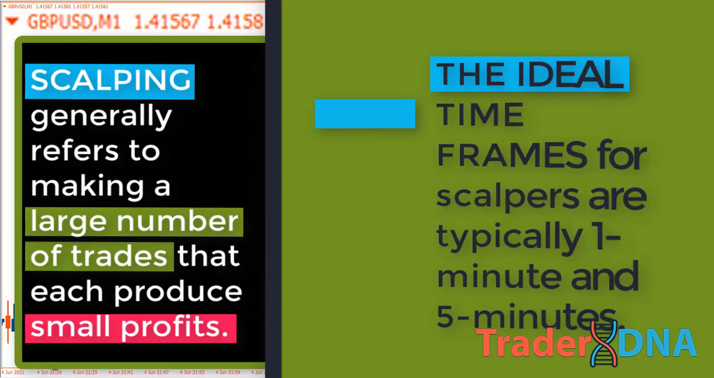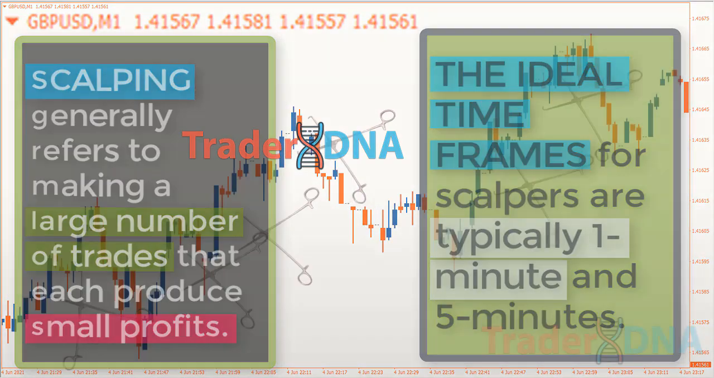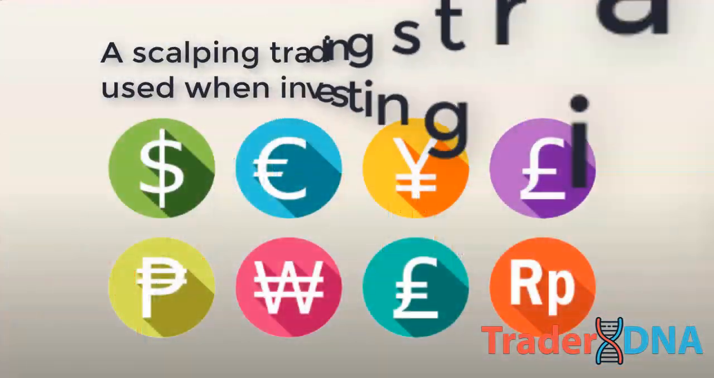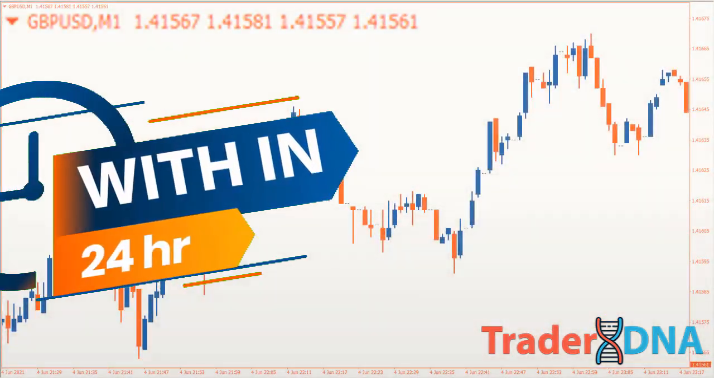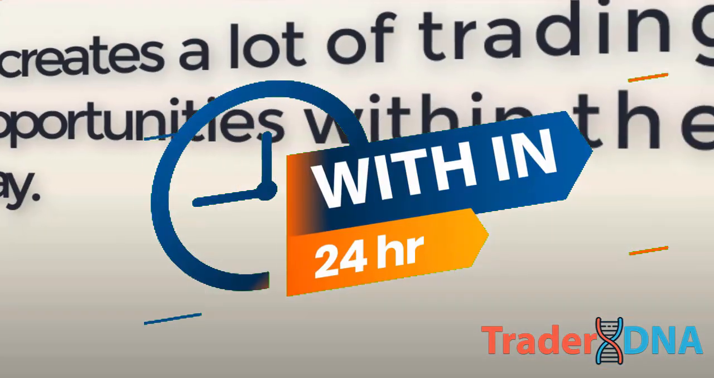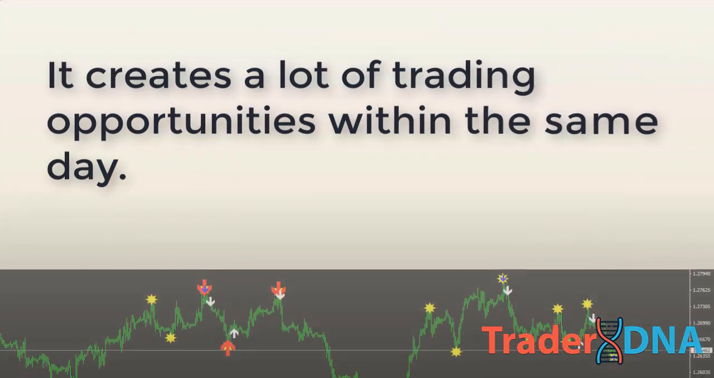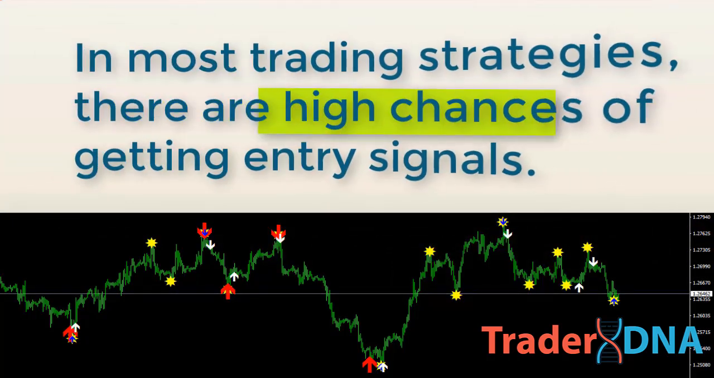The ideal time frames for scalpers are typically 1 minute or 5 minutes. A scalping trading strategy is best used when investing in currency, though it is also popular in futures, stocks, cryptos or even commodities such as gold. Scalping is quite a popular style for many traders as it creates a lot of trading opportunities within the same day. Its popularity is largely down to the fact that, in most trading strategies, there are high chances of getting entry signals.